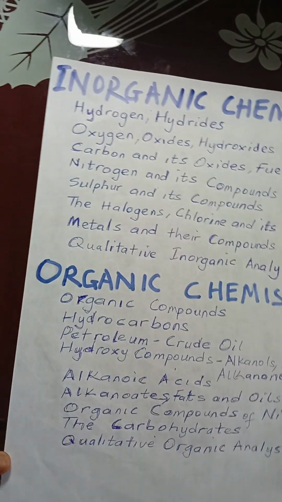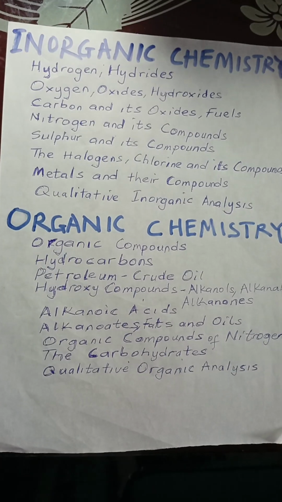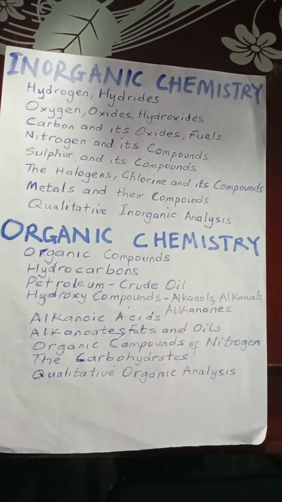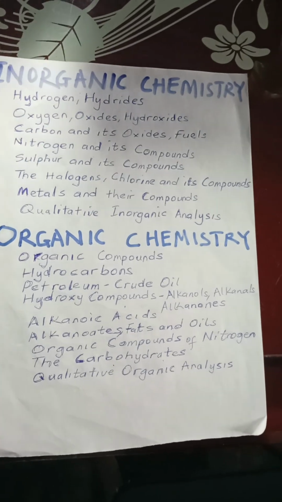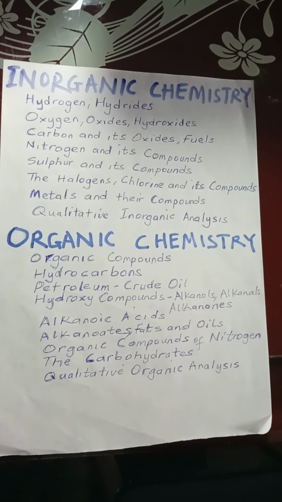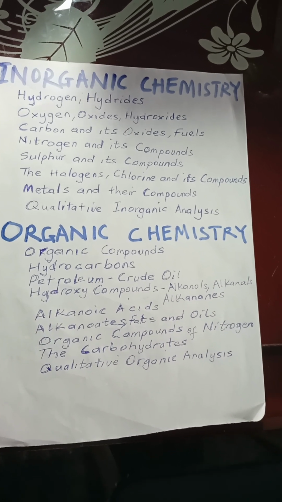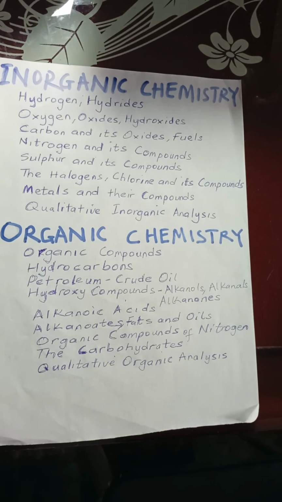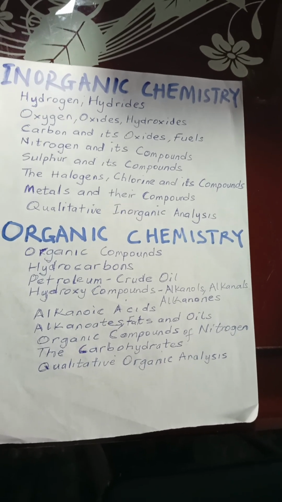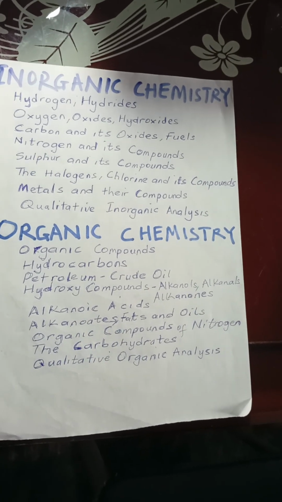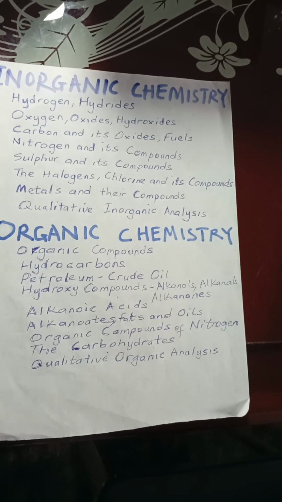We move on to inorganic chemistry. In inorganic chemistry, we have topics like hydrogen, hydrides, of course oxygen, oxides, hydroxides, carbon and its oxides, and fuels, nitrogen and its compounds, sulfur and its compounds, the halogens, chlorine, fluorine, bromine, all those elements and their compounds, metals and their compounds, qualitative inorganic analysis, all that are under inorganic chemistry.